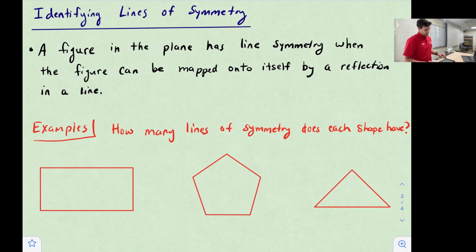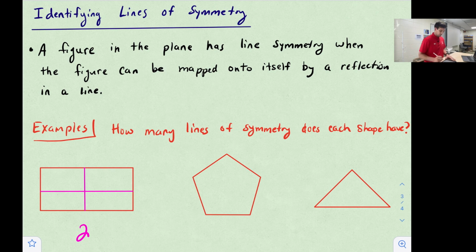Last thing we want to talk about with reflections is called lines of symmetry. So a figure in the plane has line symmetry when the figure can be mapped onto itself by a reflection in a line. So basically what it means is, can you fold the shape and all the lines match up together? So we're going to look at 3 examples. How many lines of symmetry does each shape have? Well, we have a rectangle here where we could draw a line straight down the middle. So we could fold it kind of like, I guess we would say hamburger style, right? Fold it that way. Or we could draw a line down the center this way. I know my lines are not perfectly in the middle there, but we could fold it almost like hot dog style for there. Okay, so this shape has 2 lines of symmetry.